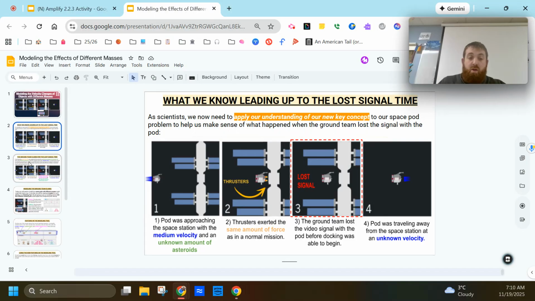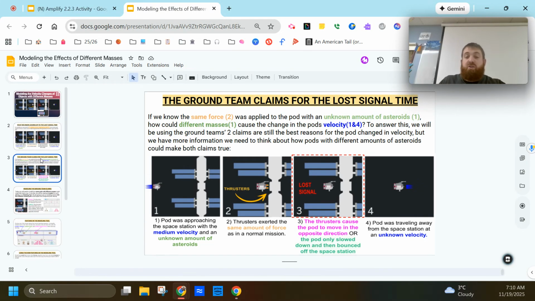We don't know. Now, if we know the same strength force was applied to the pod at time number 2 with an unknown amount of asteroids when it first approached at time 1, how could the different masses cause the velocity change in our pod from time 1 to time 4? So when we say different masses, we mean a pod with more asteroids or a pod with less asteroids. To answer this, we have our ground team's 2 claims as the best reason for why the pod changes velocity. But now that we have more information, we need to think about how the different amount of asteroids could make both of our claims true.